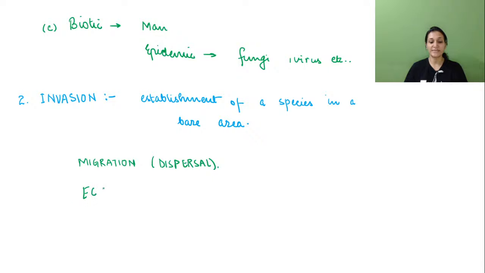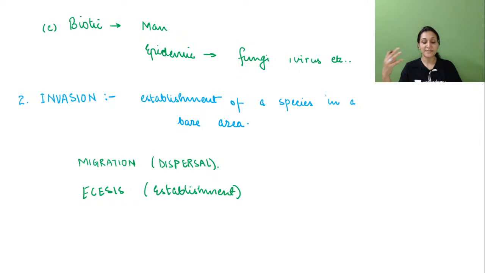After migration, it is ecesis. What is ecesis? That is establishment. So after reaching a new area, the successful establishment of the species is the most important thing, because it has to adjust with the prevailing environment, and it needs to grow, it needs to germinate if it's a seed, and after germination it should start reproducing. Then only will it be a successful establishment. Only a few of them will be capable of going through this kind of change, and of sustaining the harsh environment, because previously the area was not colonized by anything. So very few species are going to tolerate this condition.